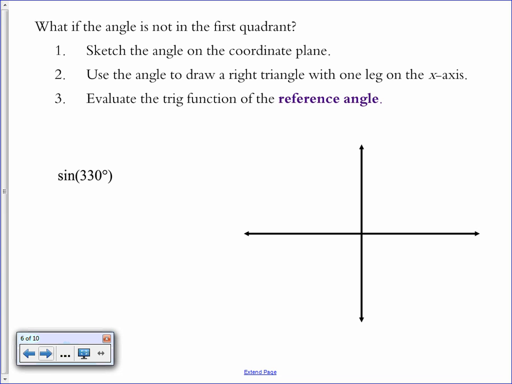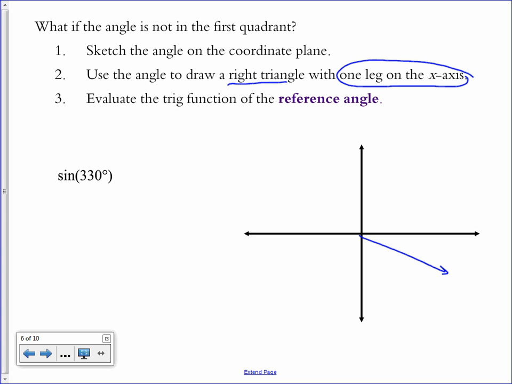So the first step is to sketch the angle on the coordinate plane. We need to know where a 330 degree angle is. We know a full circle is 360, so this is just shy of 360. To be specific, it's 30 degrees short of a full circle. I'm going to then use that 330 degree angle I just drew to create a right triangle that has one leg on the x-axis.